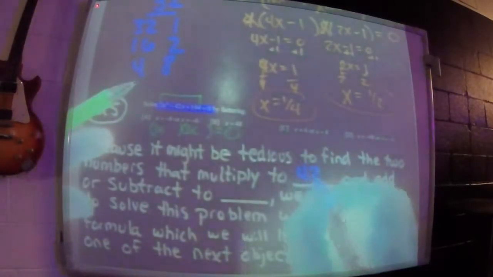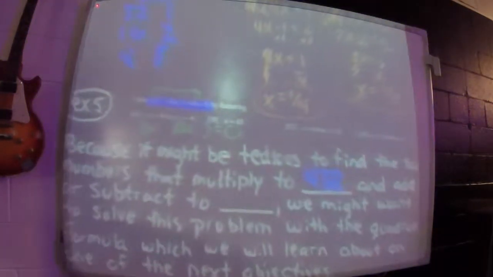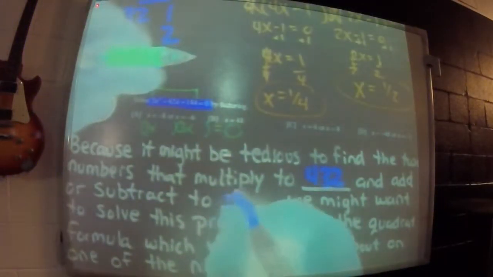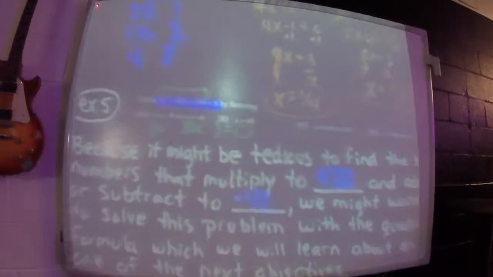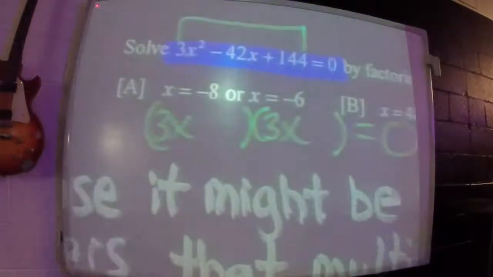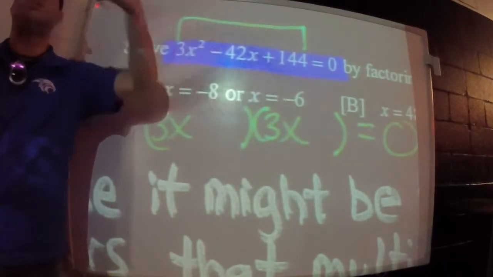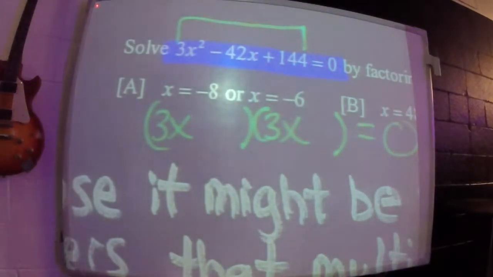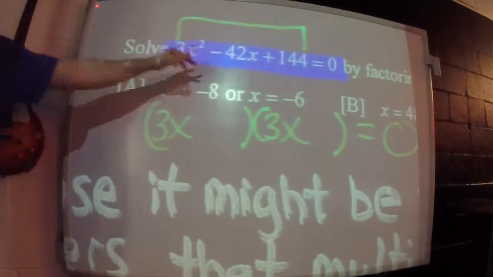The note down here on the bottom says it might be tedious to find two numbers that multiply to 432, and then they somehow have to add or subtract to what? -42. So you've got to list out all the different ways to do it and find the pair that works. We might need something else. And as you can imagine, numbers get bigger than 432. Numbers can get up in the thousands, and you don't want to have to figure out all the ways to multiply to some thousands and add to some hundreds. So as these things get bigger, we need another way to solve a quadratic equation.